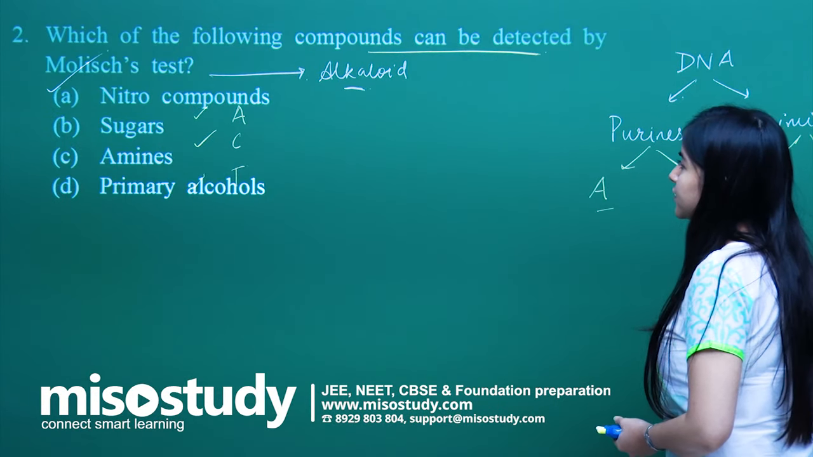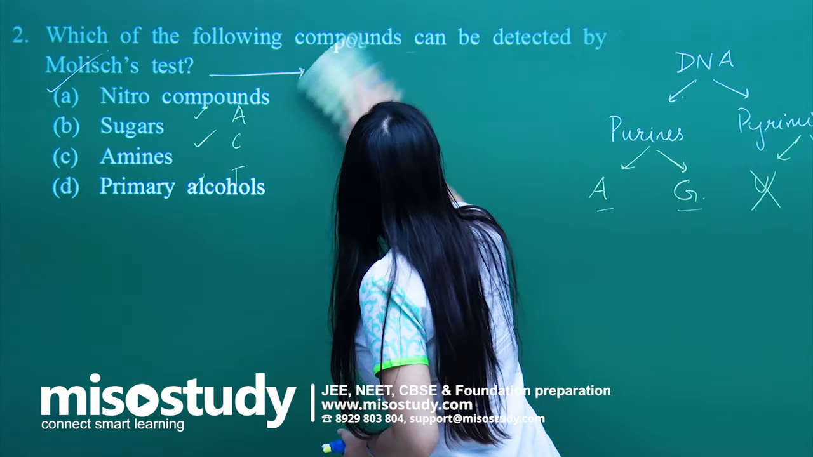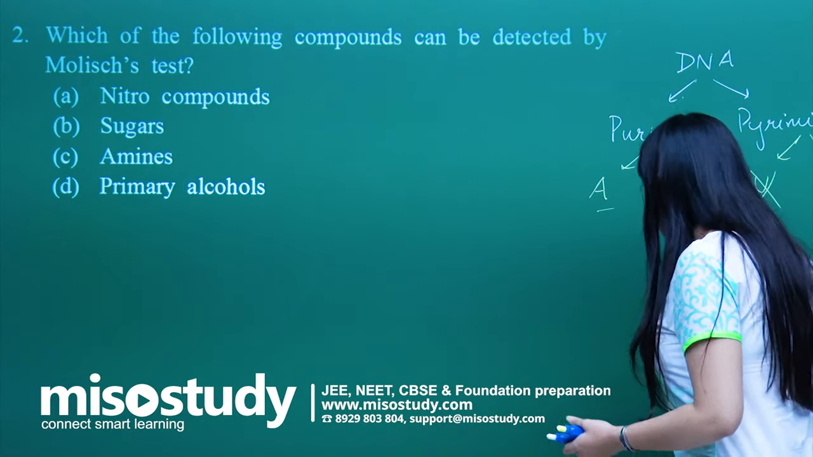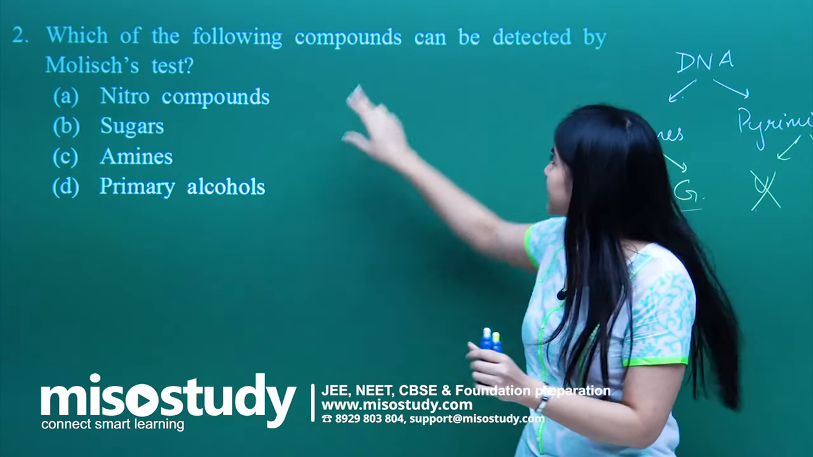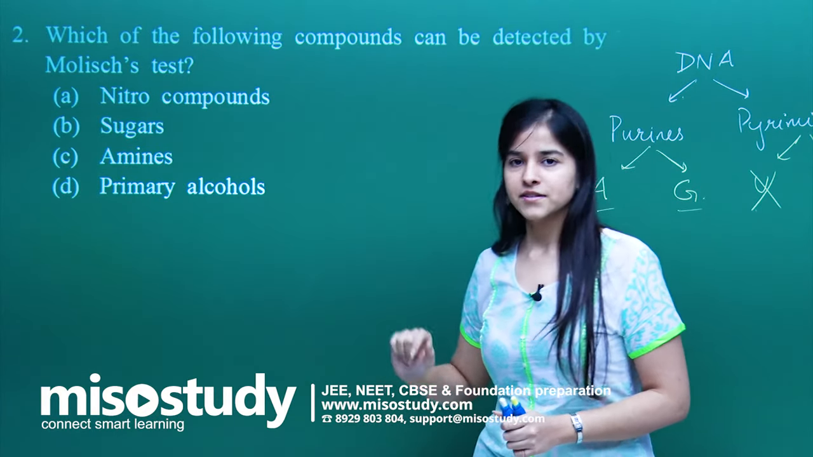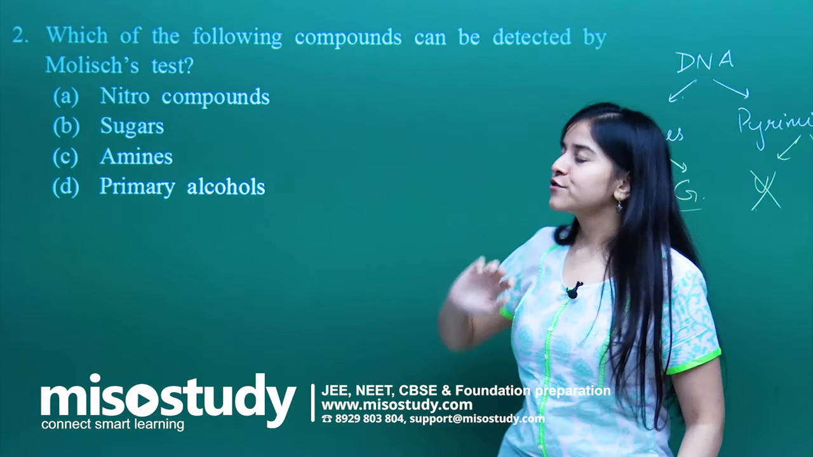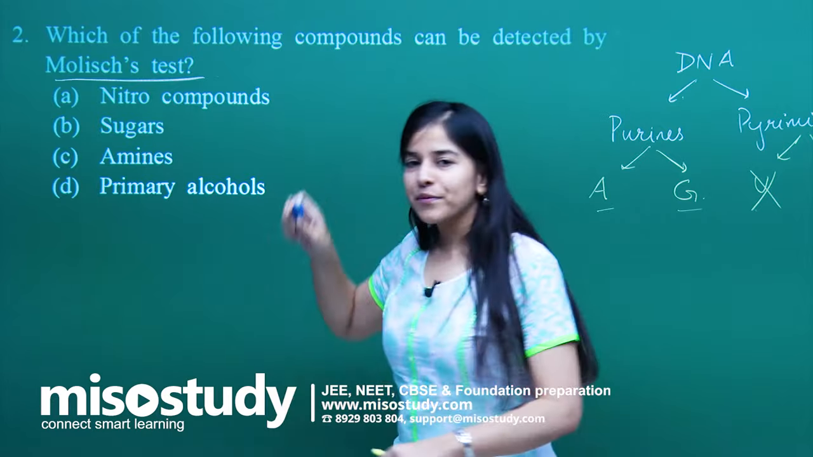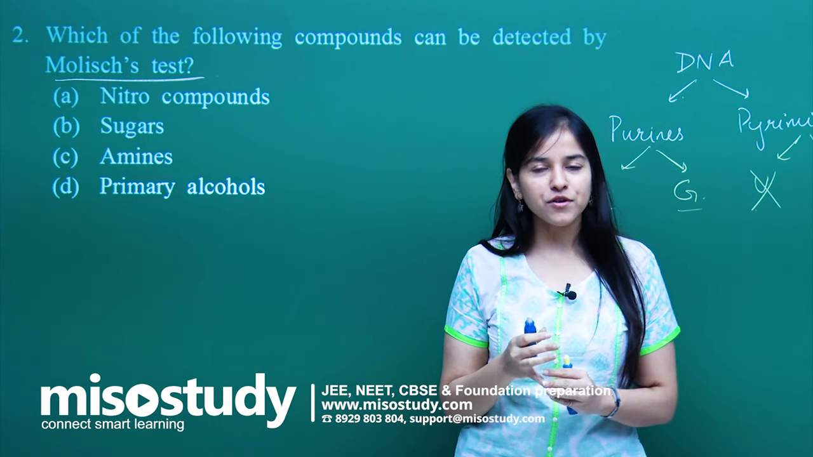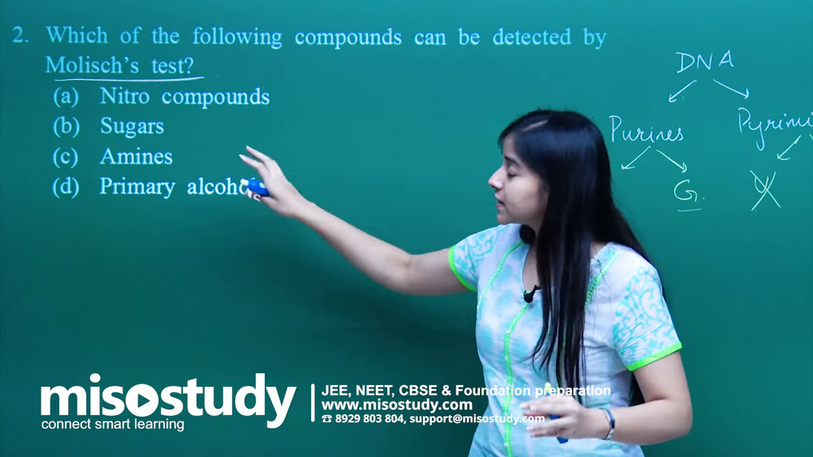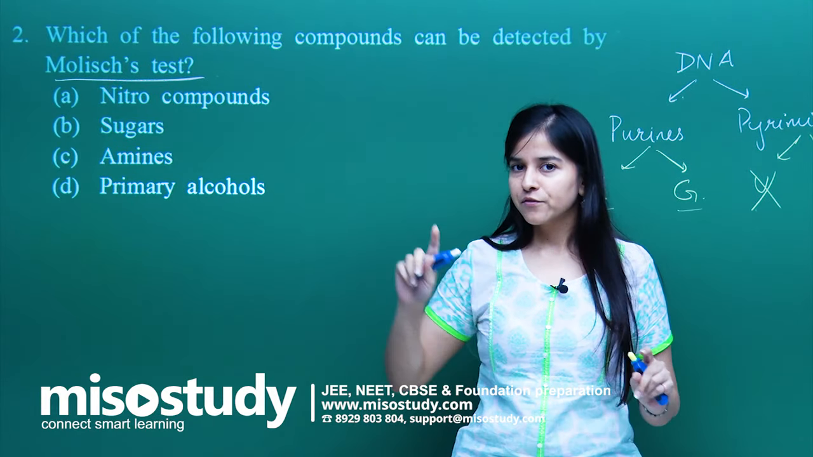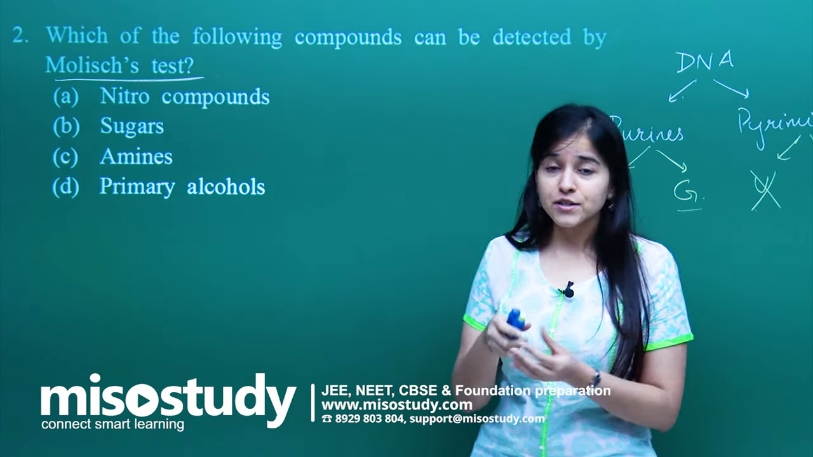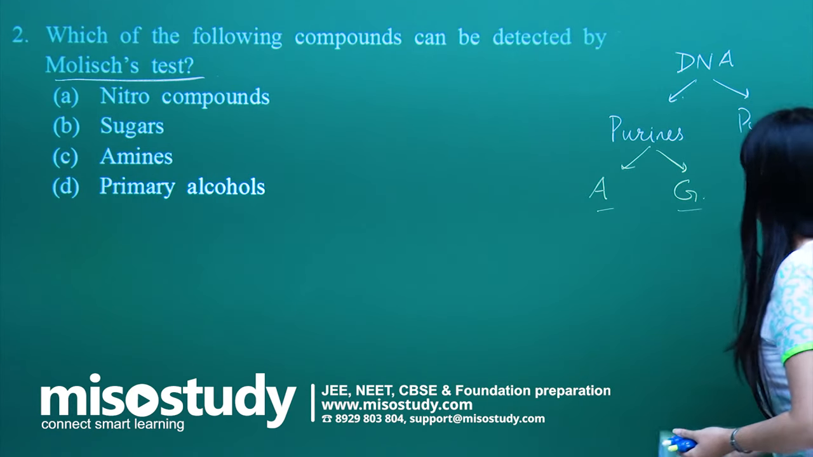The next question is quite important, as it asks us about a particular test. Which of the following compounds can be detected by the Molisch test? You need to have proper information about the Molisch test. It's a pretty beautiful kind of test. We take up the solution of the concerned compound, out of the four, which is the right answer.